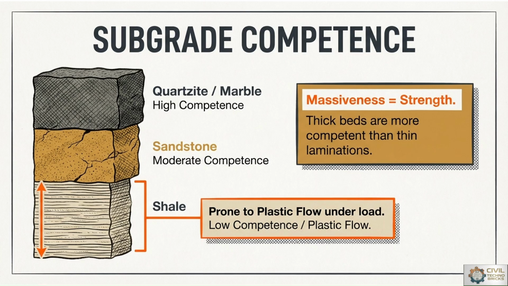Here massiveness is equal to strength, meaning thick beds are more competent than thin laminations. Laminations are due to shale type of rocks, so we have to go for hard types of rocks just like marble, granite, basalt, quartzite, which provide high competence for the subgrade.